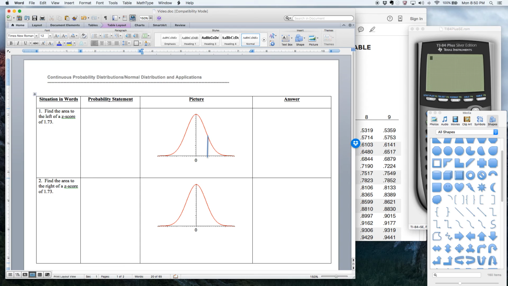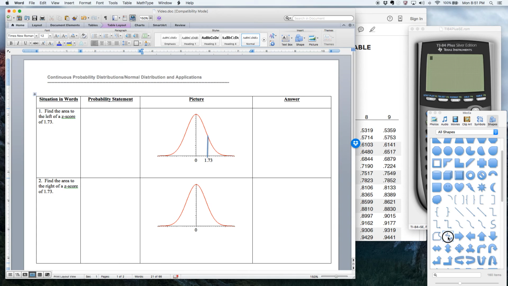On the standard normal distribution, the values on the bottom axis, the x-axis, those are z-scores. For a plain ordinary normal distribution, one whose mean is not 0 and standard deviation is not 1, those are called raw scores and they're x values. All right, so there's 1.73, and this is saying to the left of 1.73.